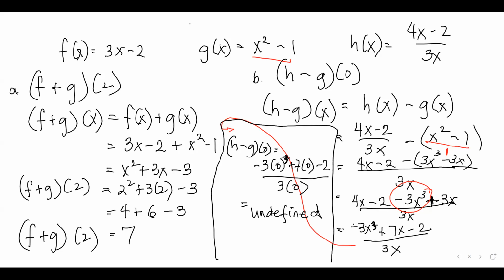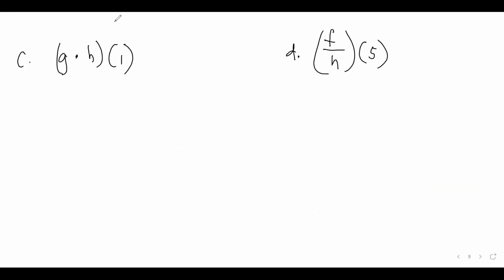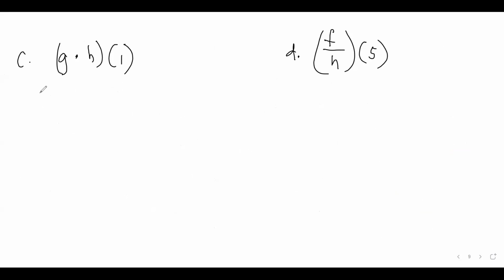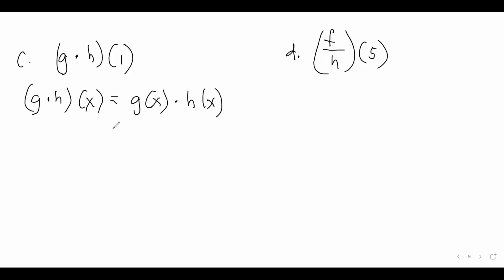Okay, wala. Sige, let's proceed sa C na tayo. C: G times H of 1. Sige, ito multiply lang 'to, medyo madali. Sulat ko dito yung G times H of X is equal to G of X times H of X, kasi yan muna yung hanapin natin.